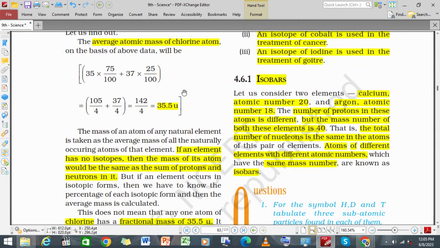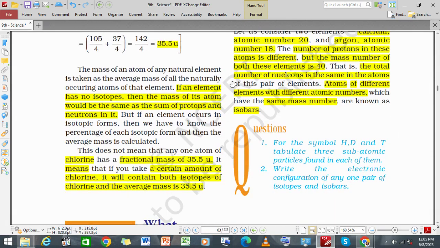Now let's talk about isobars. We have talked about isotopes, where the top was different. Isobar, bar means bottom, iso means same, different bottoms. All right, let us consider two elements: calcium with atomic number 20 and argon with atomic number 18. Means their atomic numbers, that is their bottoms, are different, and the number of protons in these atoms is different, but the mass number of both of these elements is 40. That means calcium and argon have the mass number of 40, that is the total number of nucleons. What are nucleons? Nucleons means protons plus neutrons.